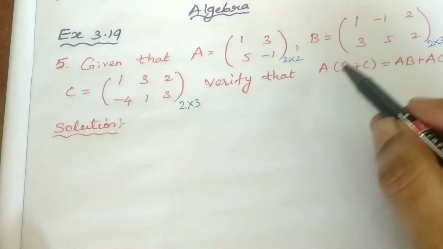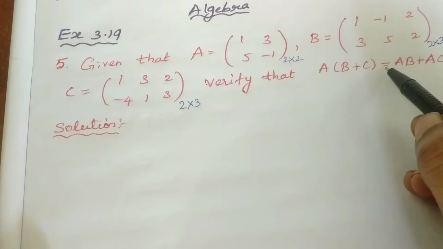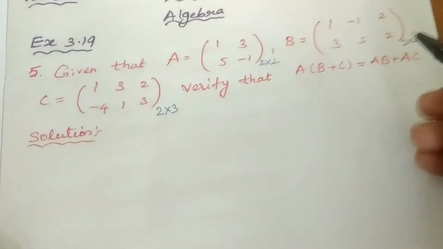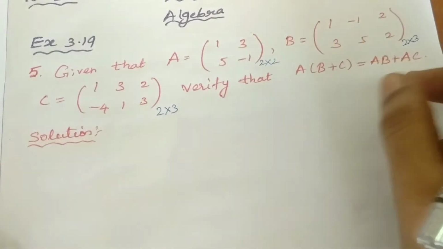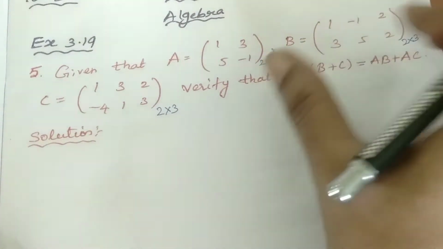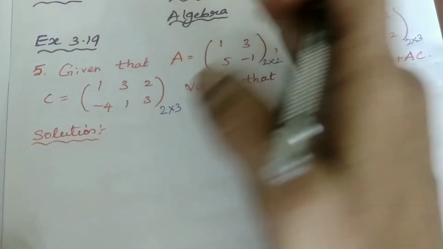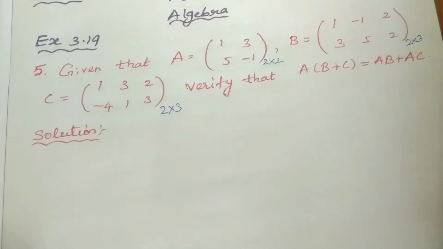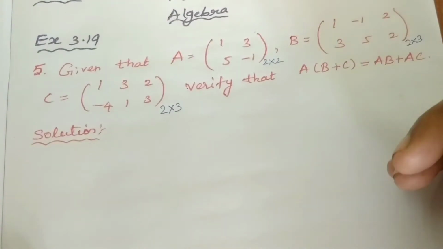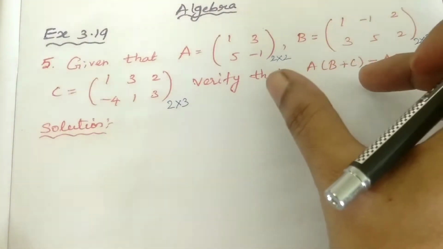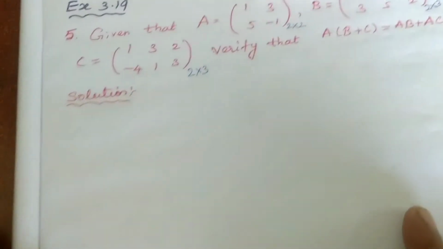Verify that A into (B plus C) equal to AB plus AC. So in this problem we are going to verify whether these two statements are equal or not. First we have to find out the value for LHS and the value for RHS. At the last step we have to verify whether those two values are equal or not. Okay. So now we are going to find out the value for the LHS.